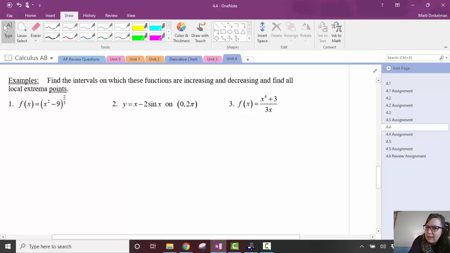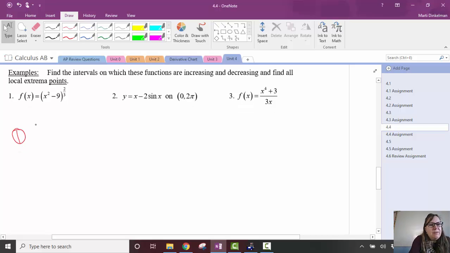Okay, so you might actually be able to just see one example here and kind of know what's happening. I'm going to go ahead and just do number one, but I'm going to take a lot of space here. So we're going to find the critical numbers here. So remember that the critical numbers are where the derivative is 0 or undefined.